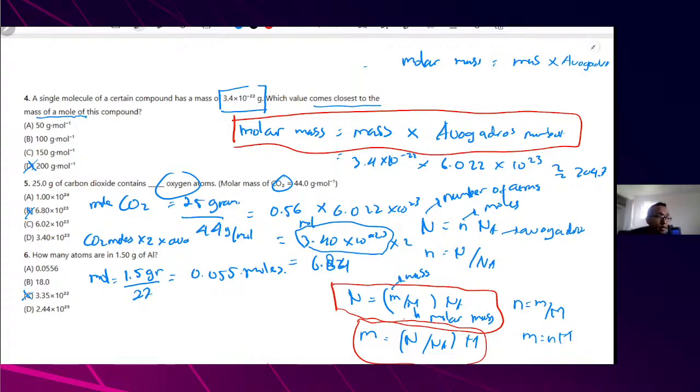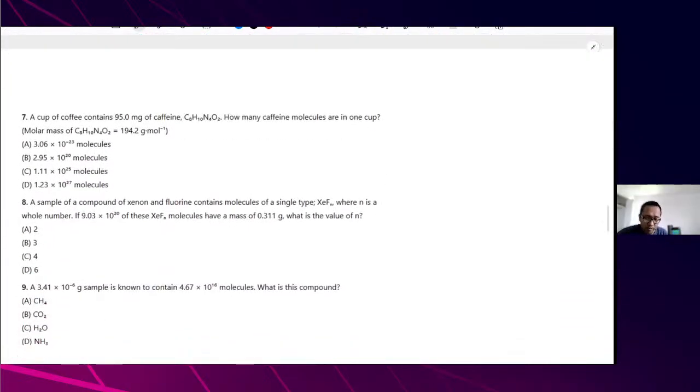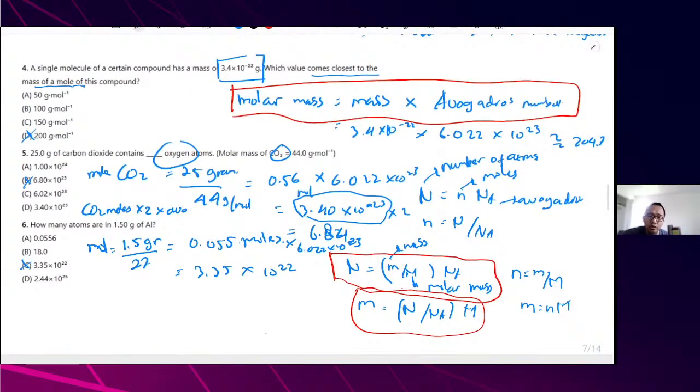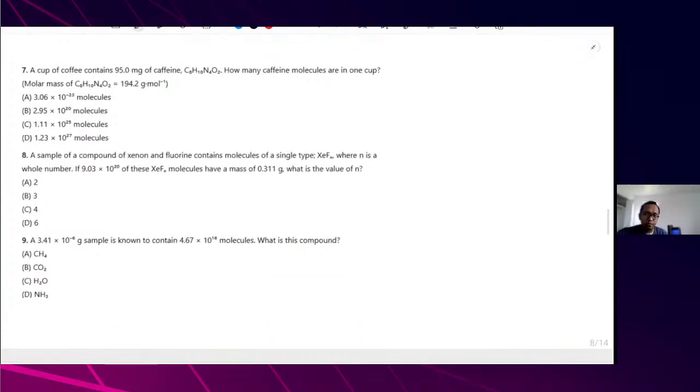It's very easy, right? No issue at all. Okay, this one times what? 6.022 times 10^23. So the answer is 3.35 times 10^22. All right, good. I just want to double check the answer. Actually, I have the answer of that one, but I want to do my calculation. Okay, right. Good. We're good.